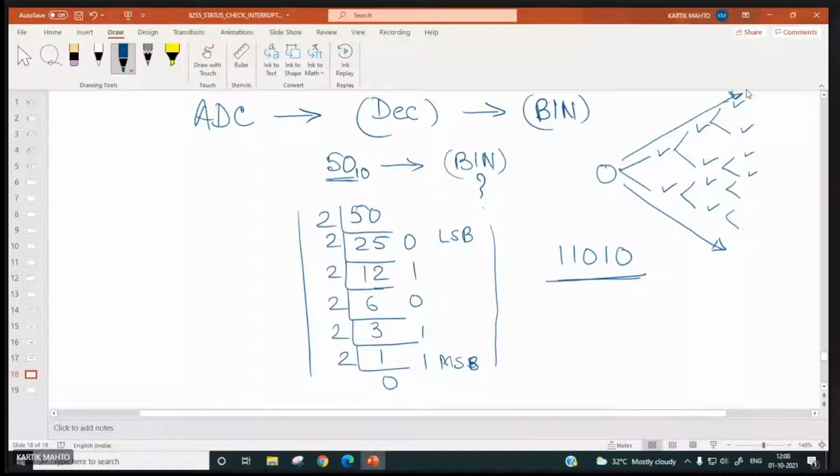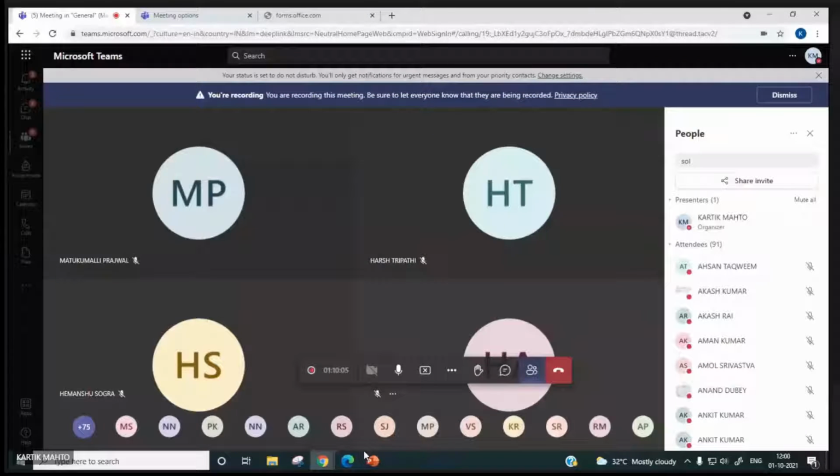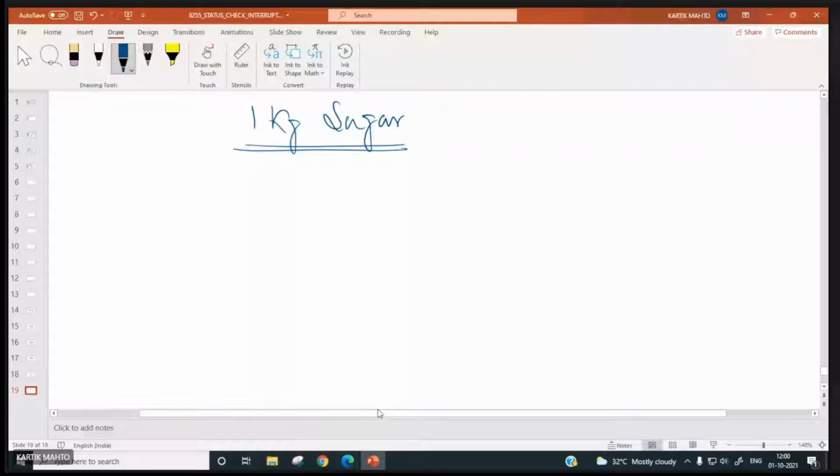Or I will take another example. Suppose I ask you to buy 1 kg sugar from a general store. What will you do? You will go to the market, to the shop, and you will demand sugar, isn't it? Yes? Tell me yes. Okay. When you demand this sugar, what does the shopkeeper do, you know?